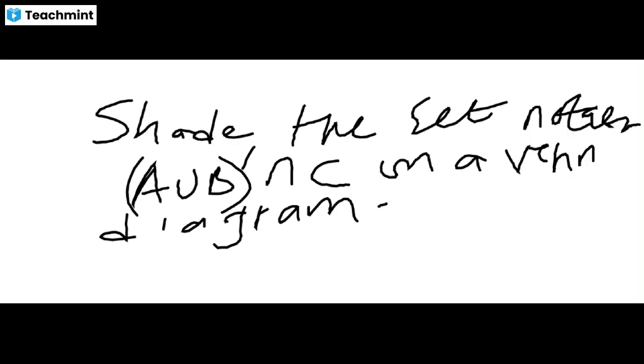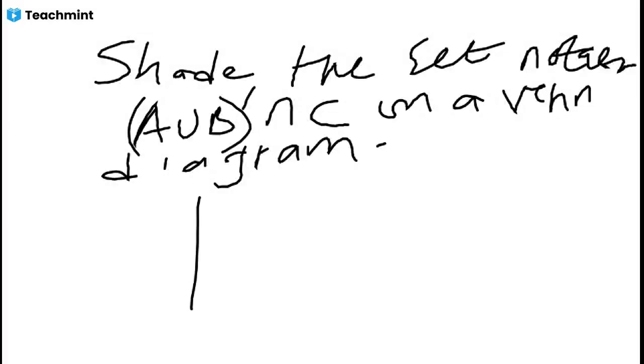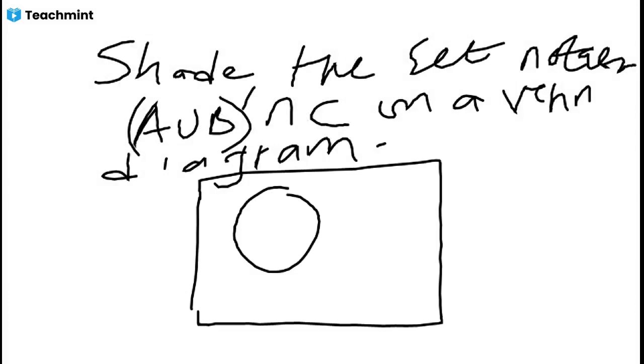Okay, so here what the examiner is interested in is knowing how you've assimilated the concepts of union set, intersection set, and also complement of a set. So how do you do it? The best way of first doing it is you draw a Venn diagram and put up the sets as given.